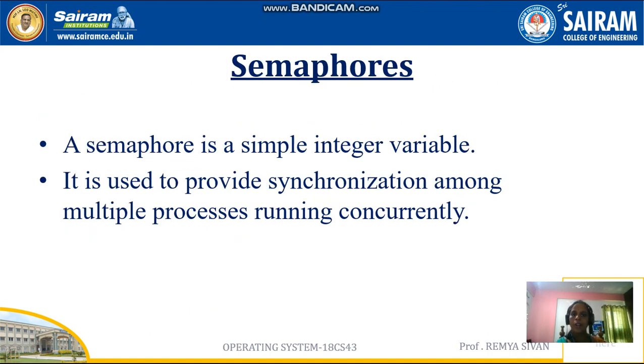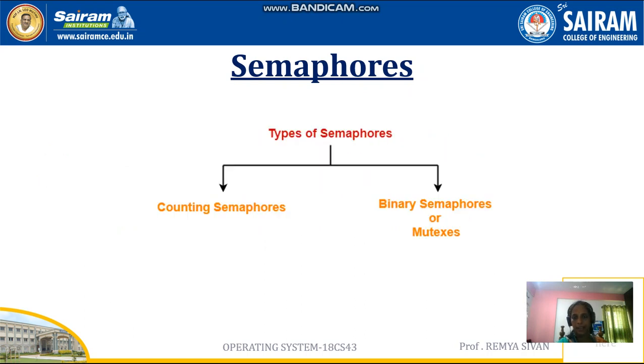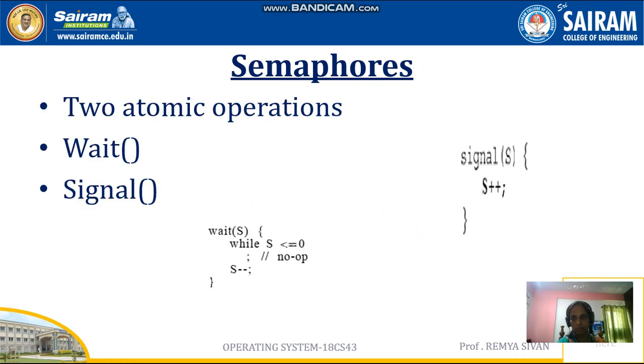Next one is Semaphore. Semaphore is a simple integer variable. It is used to provide synchronization among multiple processes running concurrently. There are two types of semaphores, counting semaphore and binary semaphore. Binary semaphore is also known as mutex, and a counting semaphore variable can take any value. A binary semaphore can take only 0 and 1. And there are two atomic operations, wait operation and signal operation. The wait operation is implemented as: while S is less than or equal to 0, no operation; otherwise, if S is greater than 0, then S is decremented. In this way you implement the wait operation.